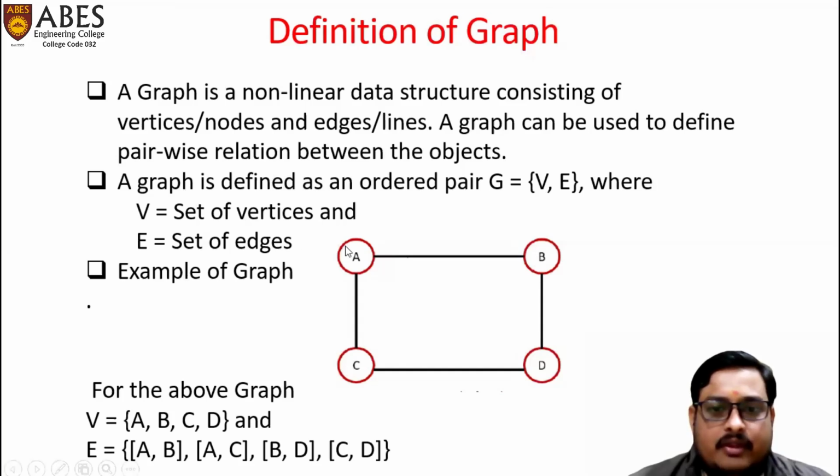Okay, so here we have one graph. Here nodes are A, B, C, D. For the above graph, vertices are A, comma B, comma C, comma D. A, B, C, D are the vertices. And edges are represented with the pair of vertices like AB is one edge. We can say here one is AC, and then BD is another edge, and CD is another edge. So basically, edges are represented via the pair of vertices. Okay.